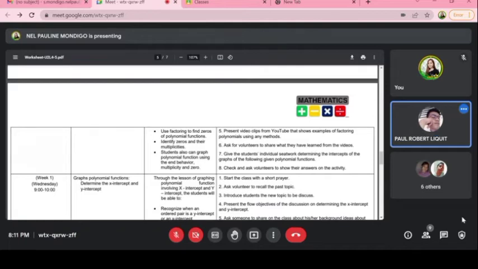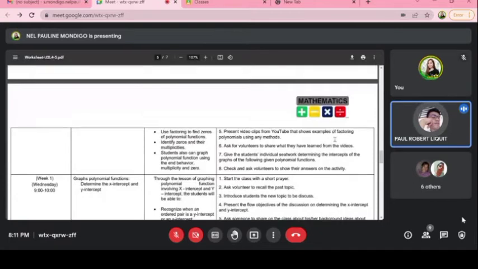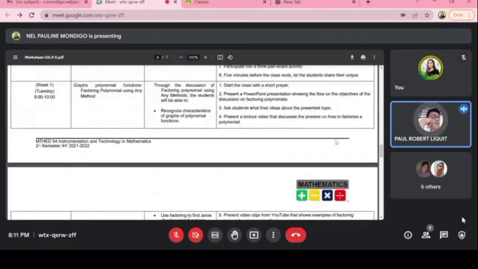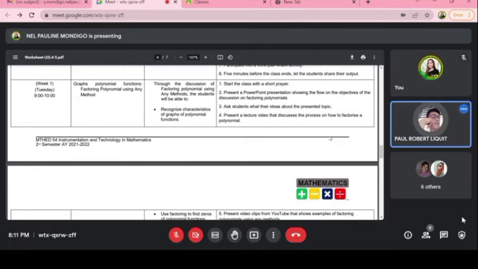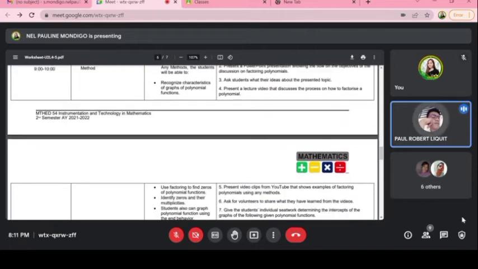First, start the class with a short prayer. Next, present a PowerPoint presentation showing the flow of the objectives of the discussion on factoring polynomials. Next, ask students what their ideas are about the presented topic. Next, present a lecture video that discusses the process of how to factorize a polynomial. Next, present video clips from YouTube that show examples of factoring polynomials using any method.